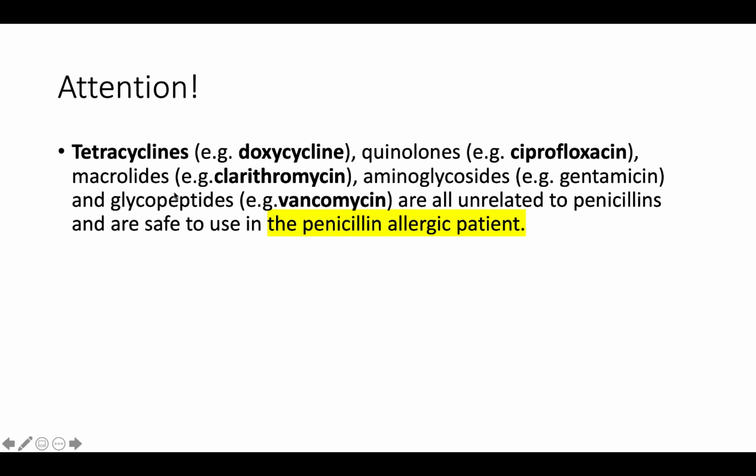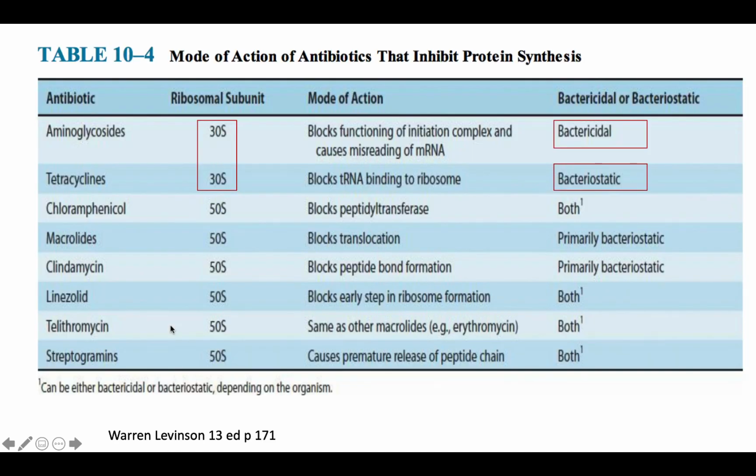هلا نتذكر انه تتراسايكلينز اللي هم دوكسيسايكلين، كوينولونز رح نحكي عنهم، سيبروفلوكساسين، ماكرولايدز، كلاريثرومايسين، أمينوجلايكوسايدز، جنتاميسين، glycopeptides, vancomycin, all unrelated to penicillins and are all safe to use in penicillin allergic patients. هدول الأشياء عادة نستخدمهم for patients with allergy to different infections. مثلا يعني whatever gram negative, gram positive here, mix, anaerobe. So you have a lot of options for people with penicillin allergy.